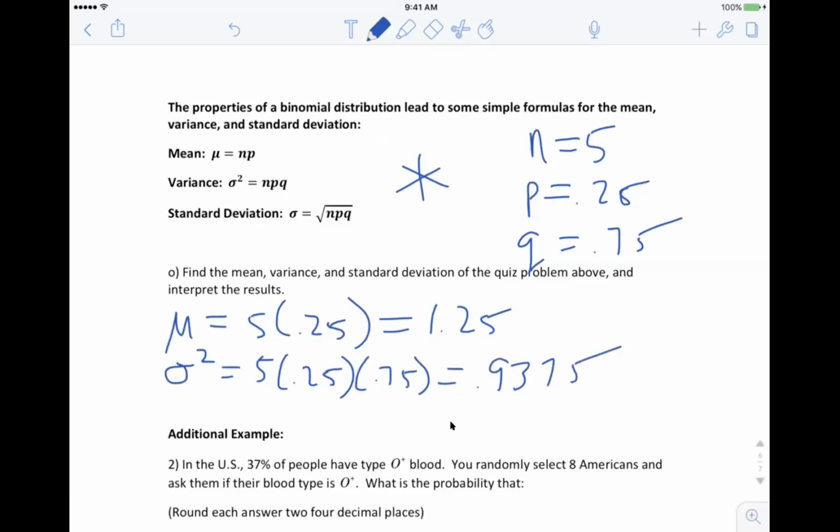And then for sigma, if we know the variance and we're trying to find the standard deviation, you just take the square root of the variance. So square root of 0.9375. Square root on my calculator, 0.9375. And let's go 3 decimal places here. I'm seeing 0.968.